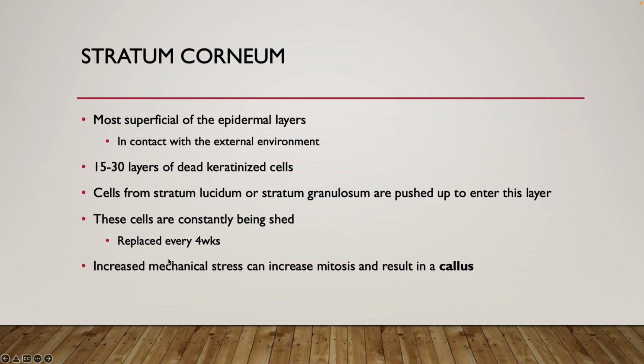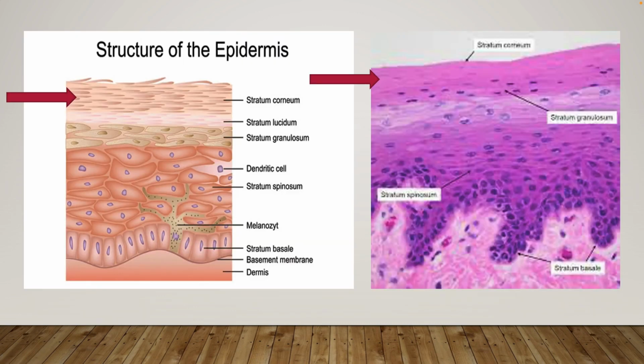Now, in certain areas, if we are undergoing constant stress and repeated mechanical activity, it makes sense that we would increase mitosis, increase the division of cells at this region, and send more cells up to the stratum corneum to compensate for this increased mechanical stress. Whenever that happens, we get something known as a callus. You've likely heard of a callus, you may even have one, and I'll show you a picture of a good example in just a second.